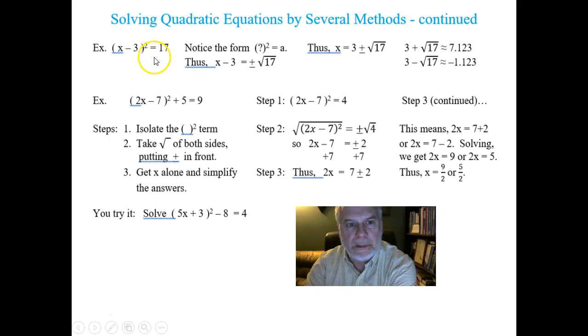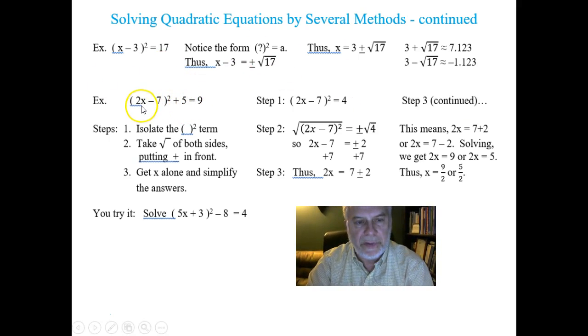So let's look at the next example. If you have (2x minus 7) squared, notice that's in parentheses squared, plus 5 equals 9, I want to isolate the squared term, this (2x minus 7) squared. So I would subtract 5 from both sides. On the left side it just disappears. On the right side, I get 4. So my first step gives me (2x minus 7) squared equals 4.